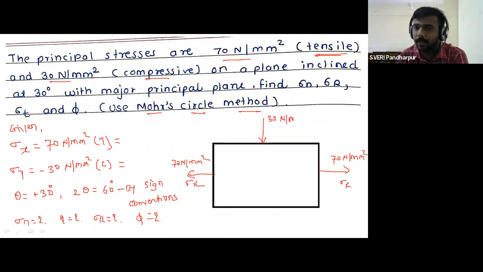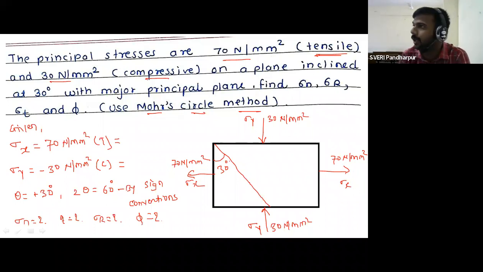30 Newton per mm square. Similarly, at the bottom side, 30 Newton per mm square. So this is the value of sigma y. And theta we have to mention like this. This is theta is equal to 30 degree.